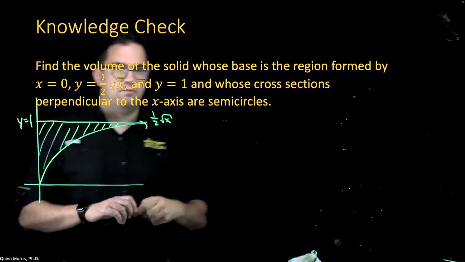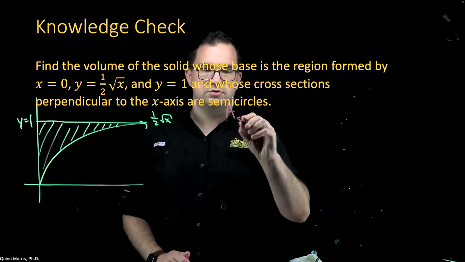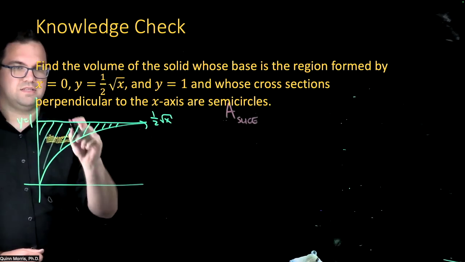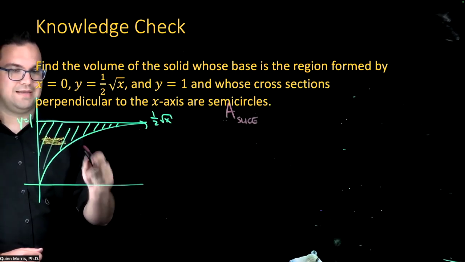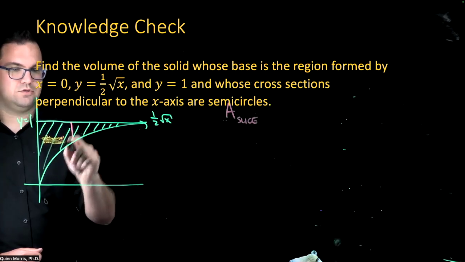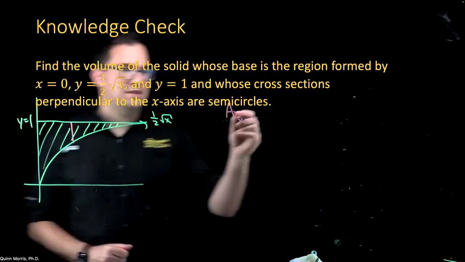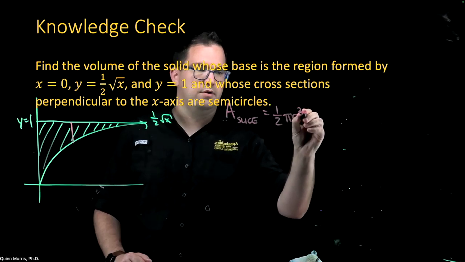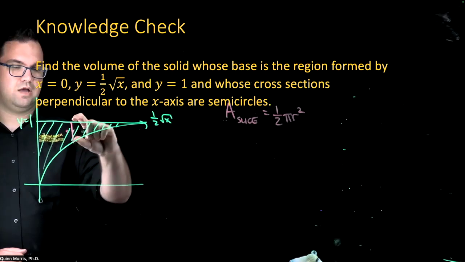Okay. Now, my goal is going to be to find the area of one of the cross-sectional slices. And so if I think about these slices, what does it tell me? The cross-sections perpendicular to the x-axis, so cross-sections like this, are semicircles. Well, to find the area of a semicircle, that's 1/2 pi r squared. And so what I need to do is think about, well, what's the radius going to be?